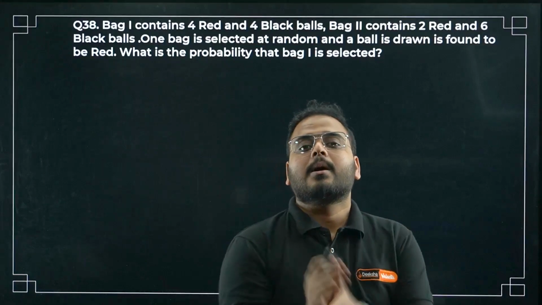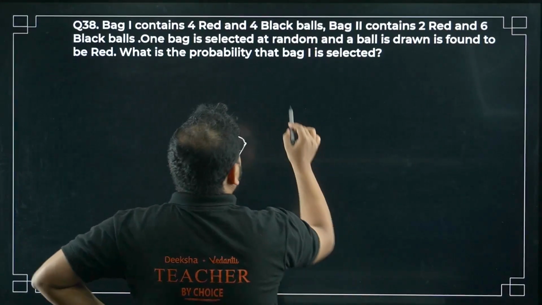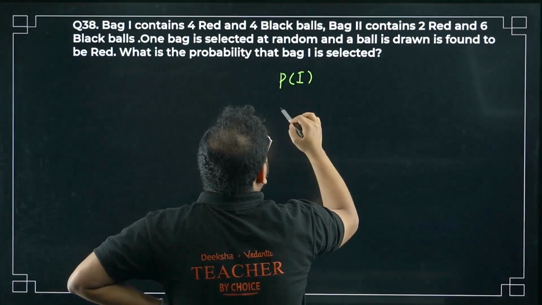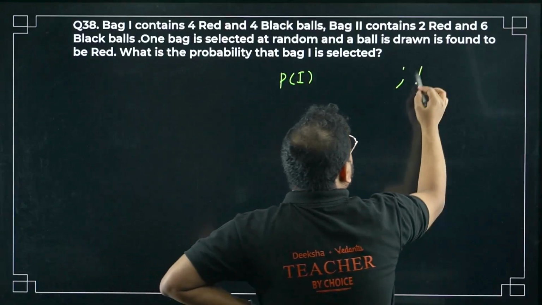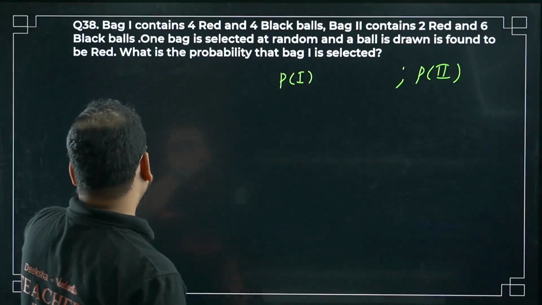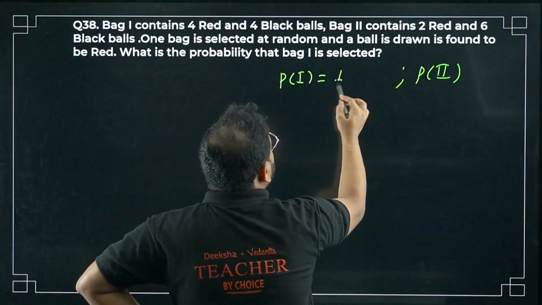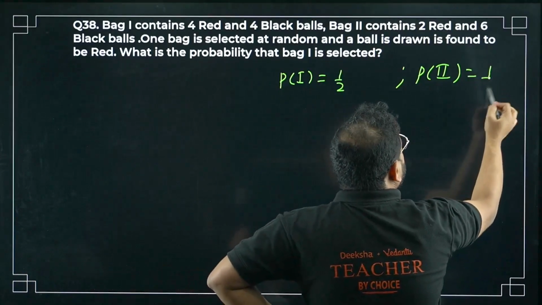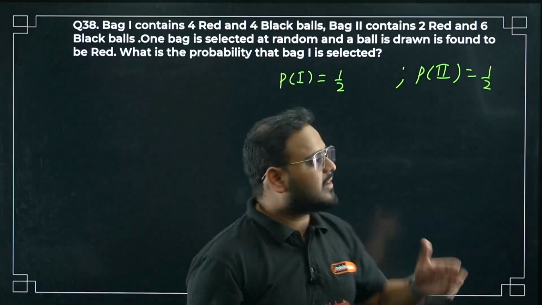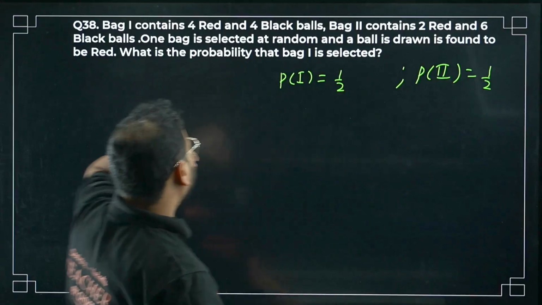It's a very good question upon Bayes theorem. Let's solve it. Bag 1 contains 4 red and 4 black balls. Let's call this bag 1, and we'll call this bag 2. Bag 2 has 2 red and 6 black balls. One bag is selected at random. Yes, we are choosing a bag, so choosing the first bag is going to be 1 by 2. We have only 2 bags. How many chances of picking any of the bags? Half the chance, right? So 1 by 2 chance of picking the first bag, 1 by 2 chance of picking the second bag.